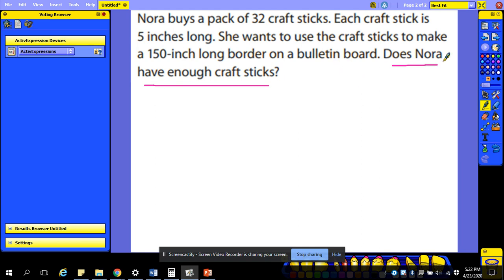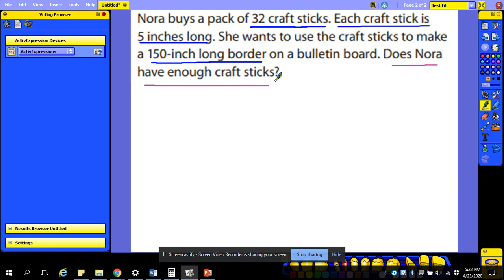Okay, let me reread the problem and underline some details that we could use to solve it. Nora buys a pack of 32 craft sticks, so she has 32 craft sticks. Each craft stick is 5 inches long. So this sentence is telling me that every craft stick that she has is 5 inches long. She wants to use craft sticks to make a 150-inch long border. So the border that she needs to make is 150 inches. Now it's asking us if she has enough for this border.